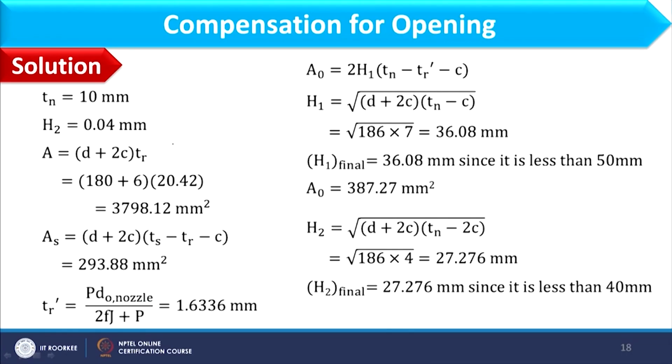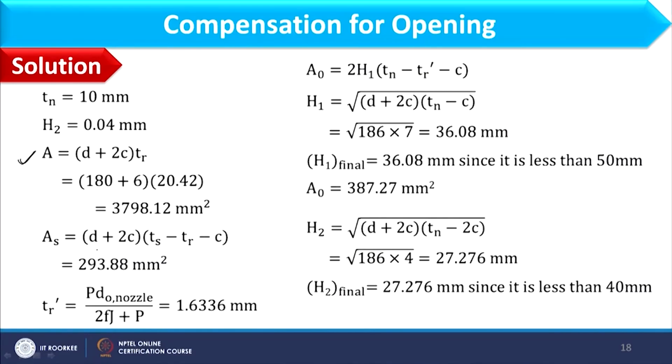Now, we need to calculate the area required to be compensated, which we can calculate through A, given as d plus 2c into TR. d is 180, we have just computed. C is 3 mm, so 2c is 6, and TR is 20.42 mm, which we have computed as the minimum thickness of shell. So, based on these values, 3798.12 mm square is the area I need to compensate.